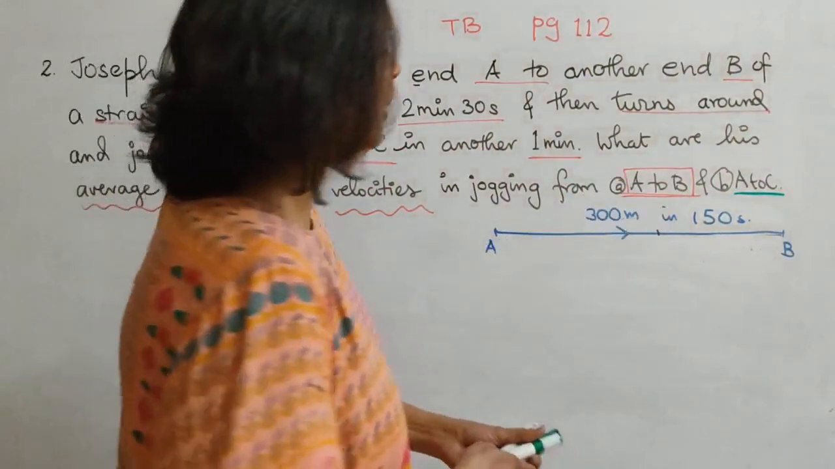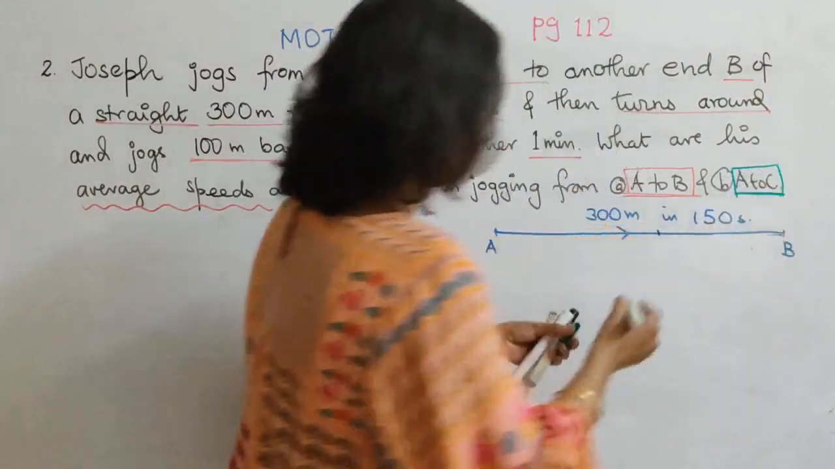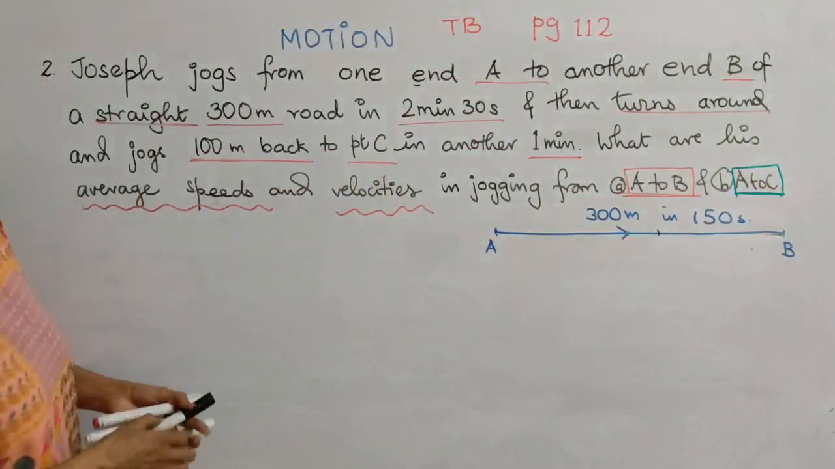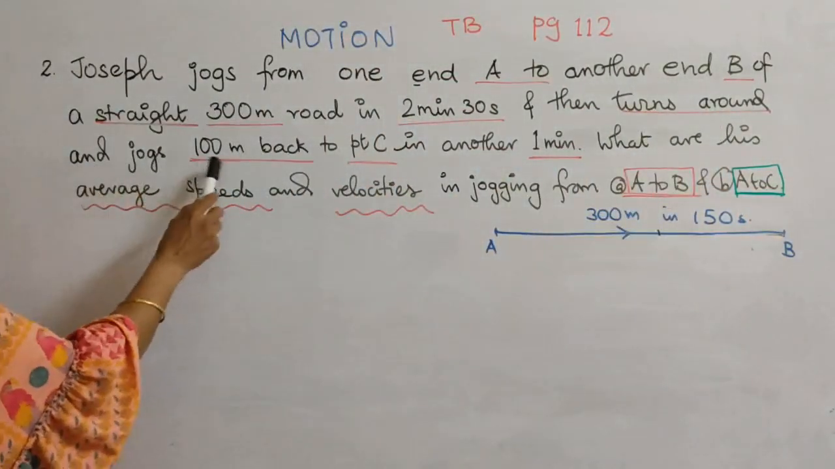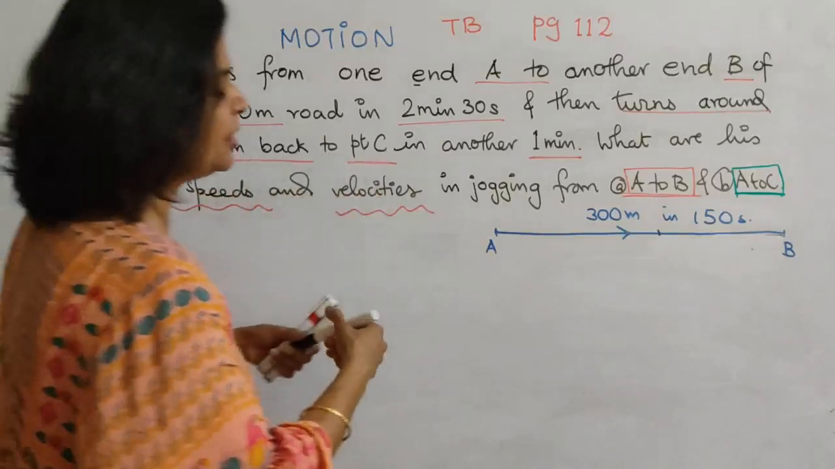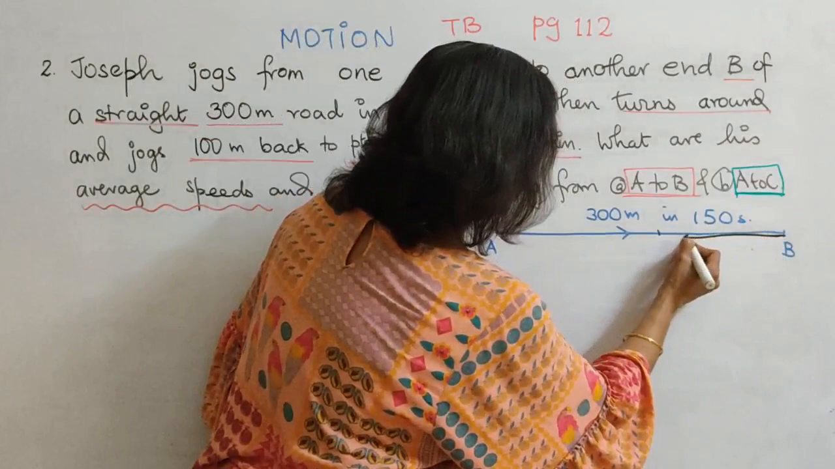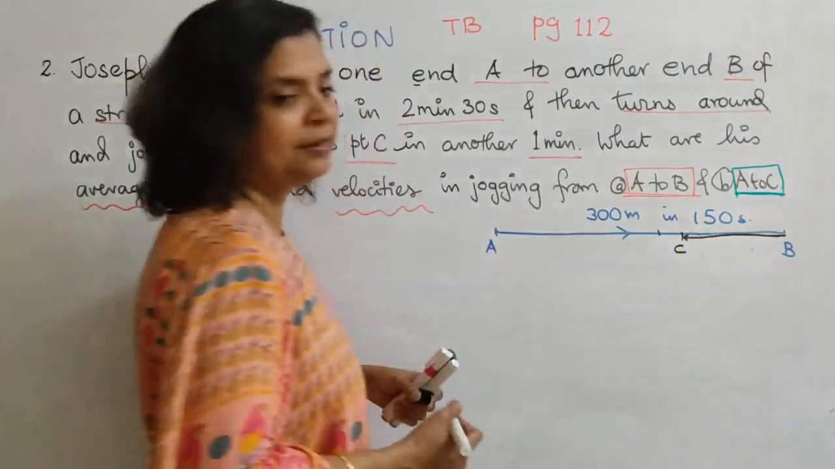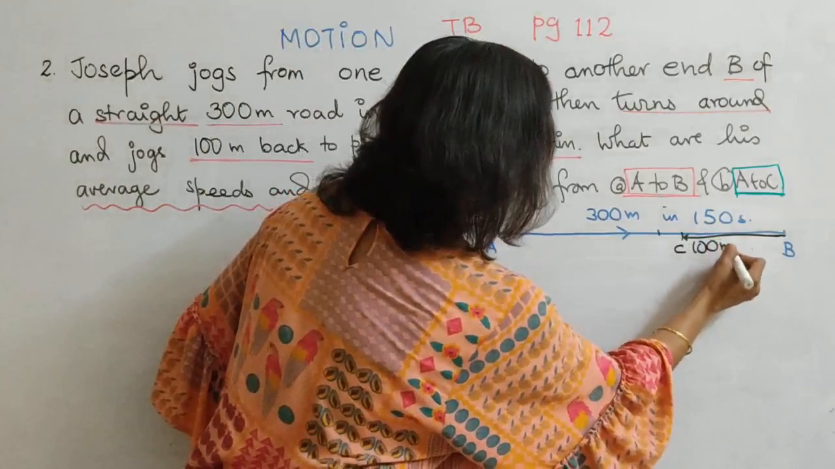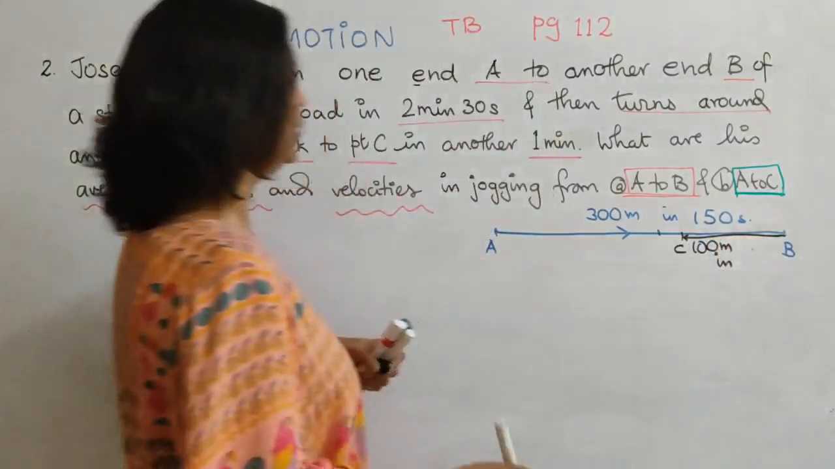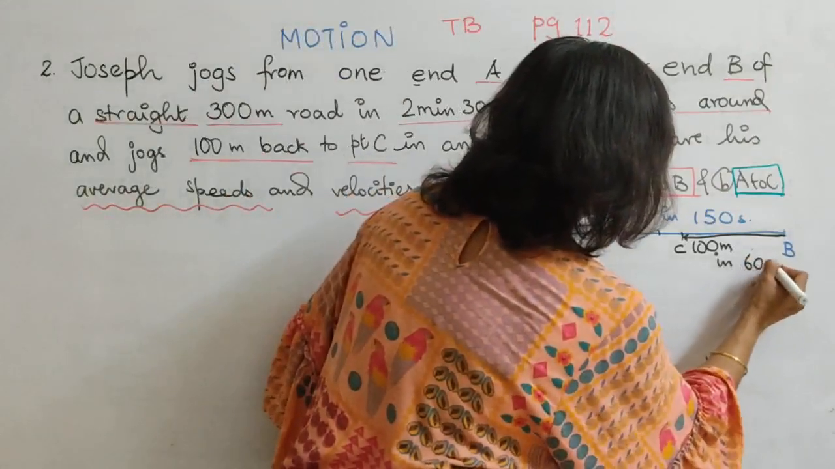Moving to the second part of the question, that is A to C. So what is C? You can very well see over here, he then turns around and jogs 100 meters back to point C. So let's mark the backward journey in black. He returns 100 meters and this is C. This is 100 meters in 1 minute, in another 1 minute, so let us say 60 seconds.